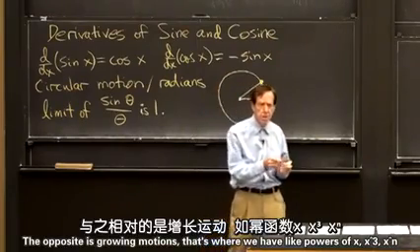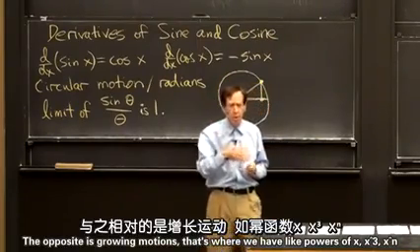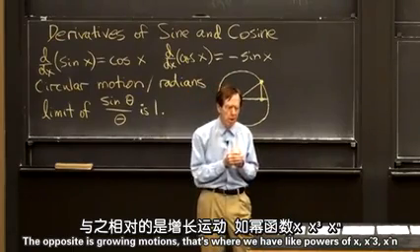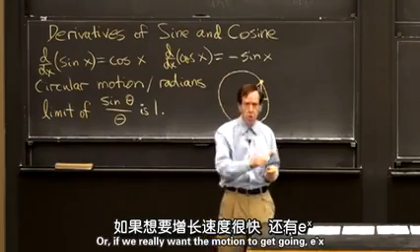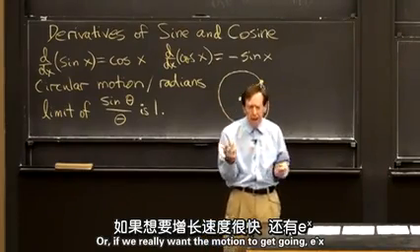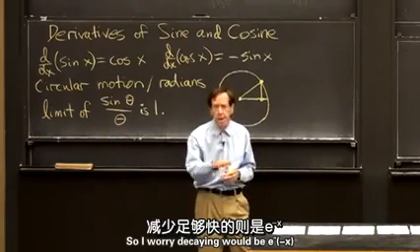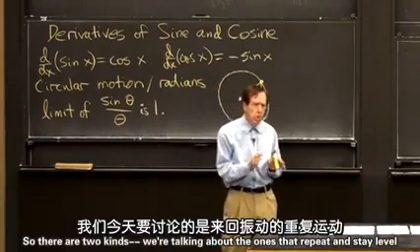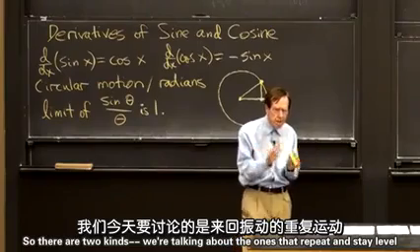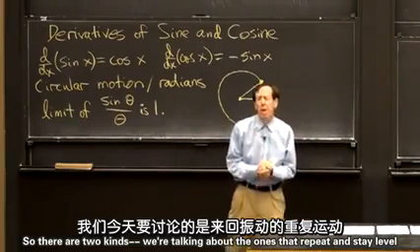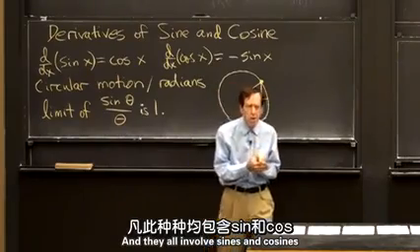The opposite is growing motions. That's where we have powers of x, x cubed, x to the nth. Or if we really want the motion to get going, e to the x. Or decaying would be e to the minus x. So there are two kinds here. We're talking about the ones that repeat and stay level, and they all involve sines and cosines.